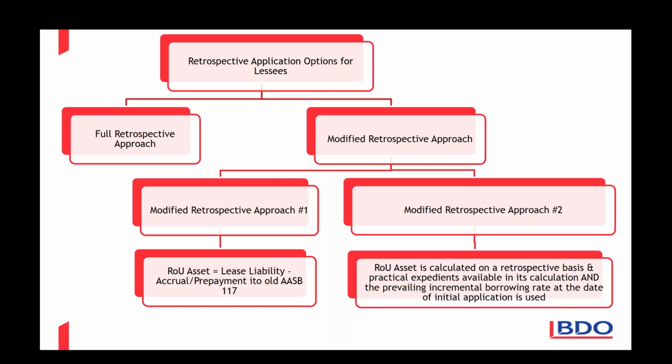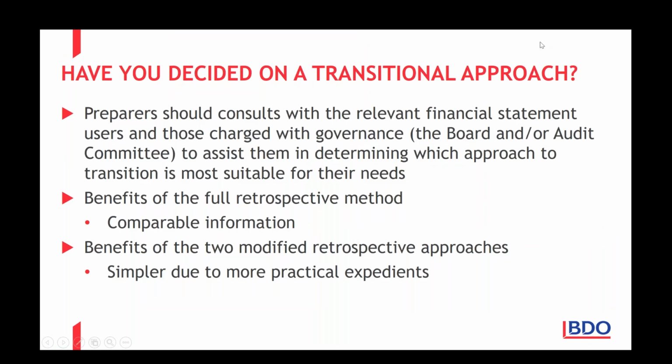For both of them, the lease liability is determined the same way, looking at future payments, net present value of future payments, incremental borrowing rate on the date of initial application. But how you determine the right of use asset is different. And that is important to note. So my question to you is, have you decided on a transitional approach? Because you can already sense that depending on which transitional approach you select, you would need different levels of information and different types of information.